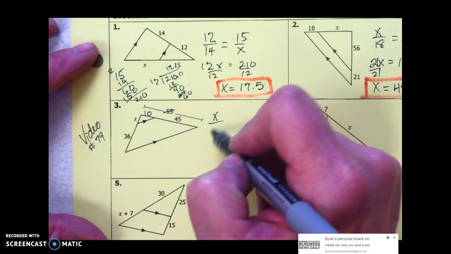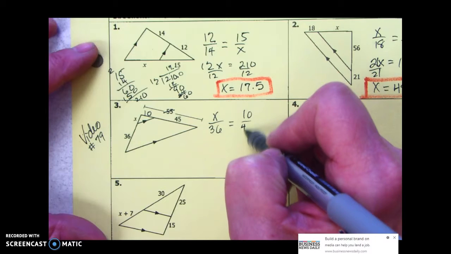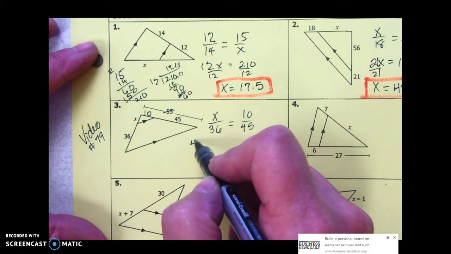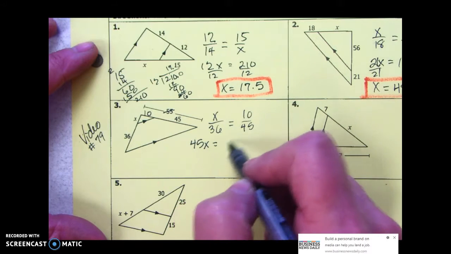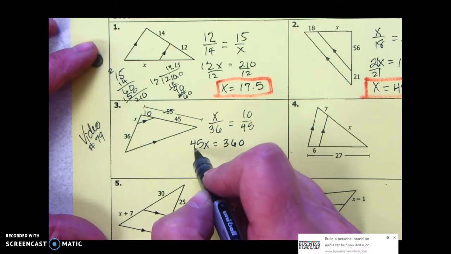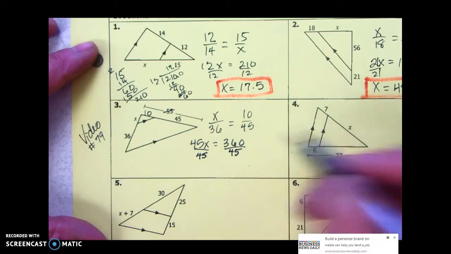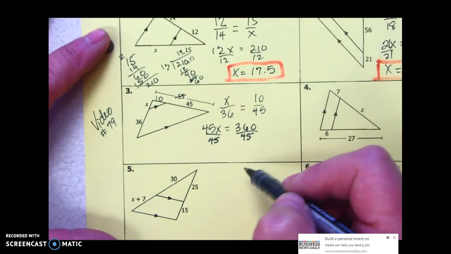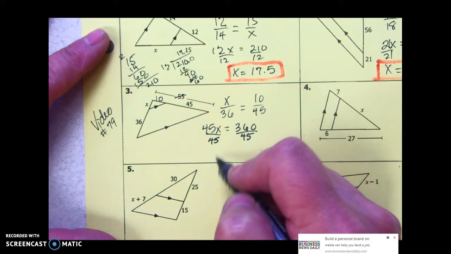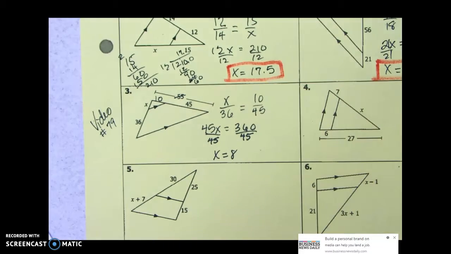X over 36 will equal 10 over 45. I cross multiply. I get 45x equals 10 times 36 is 360. Divide 45 into those. And 45 goes into 360 8 times. So x equals 8. And that's that.